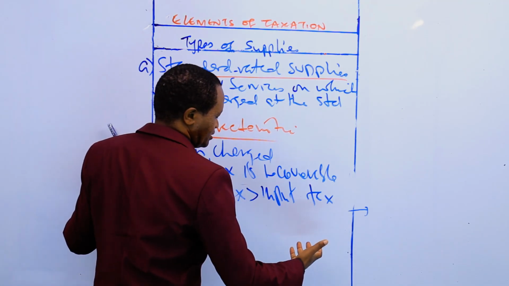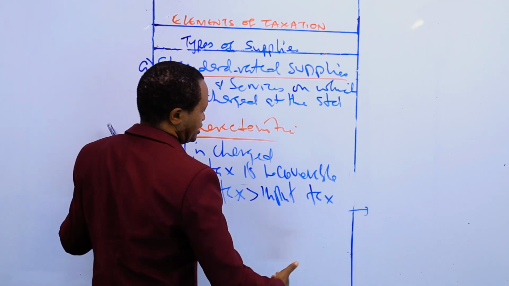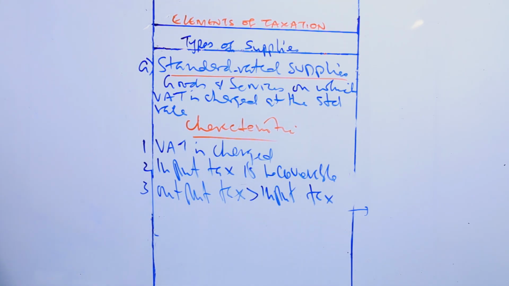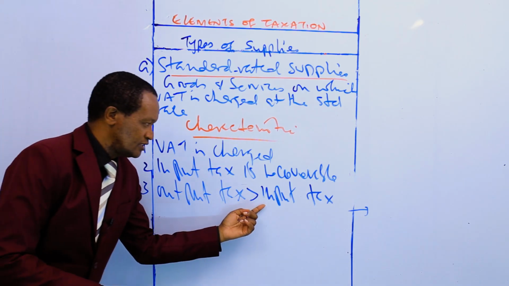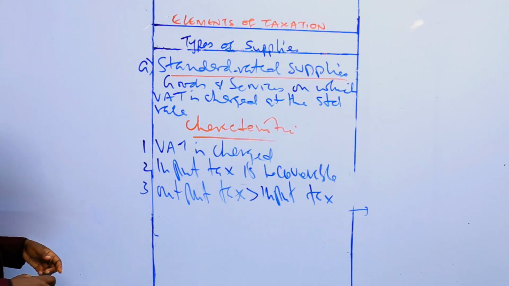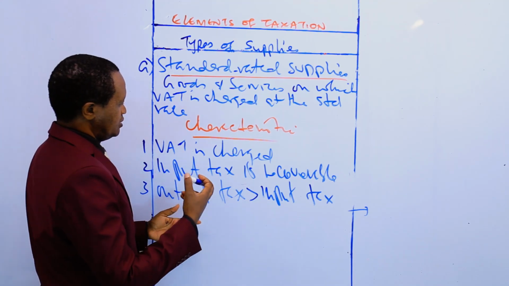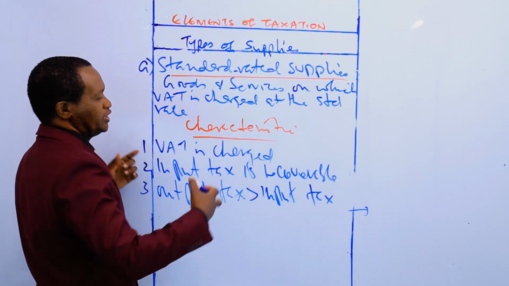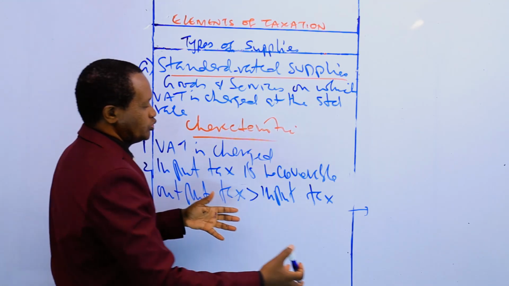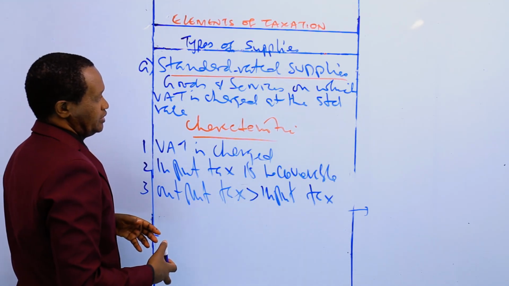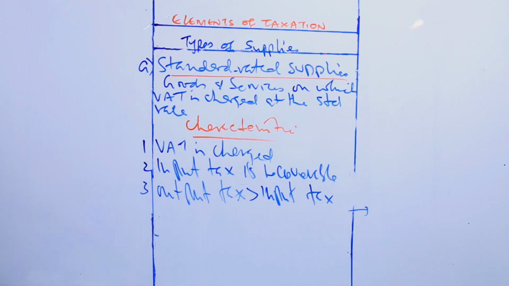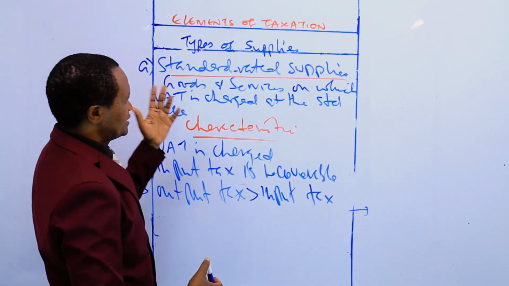Then if that happens, the VAT registered person is required to pay. There will be money that will be remitted to KRA because the output tax is greater than the input tax. But if the input tax is greater than the output tax, then there is no money that will be paid to the government. It is the government now to refund the registered taxpayer. So these are three core characteristics of standard rated supplies.